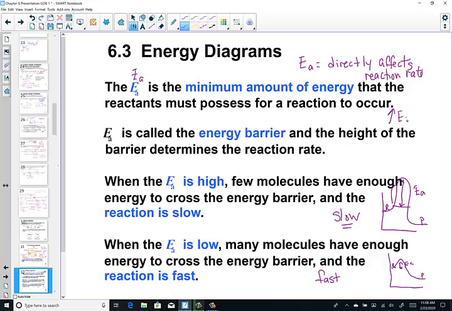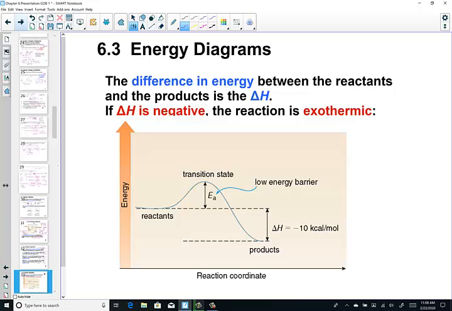Higher activation energy equals slower kinetics. Lower activation energy equals faster rates. And we can see that visually on the graphs as well. The difference in that energy between reactants and products, we label that as delta H. And I want you to just think of that as the heat of reaction.